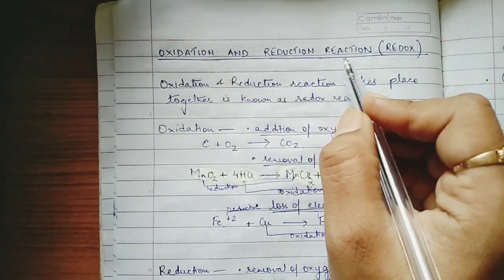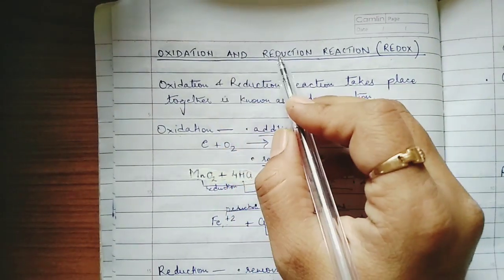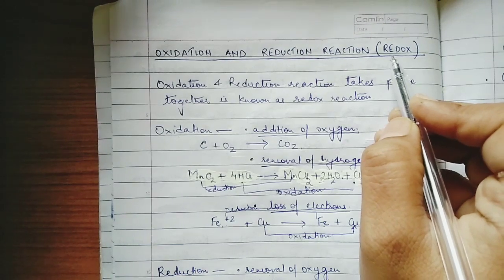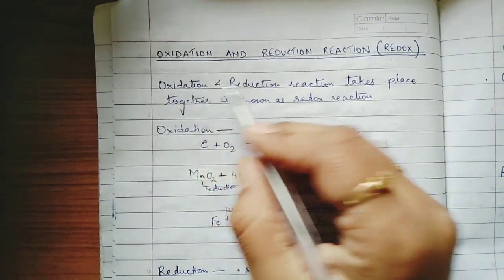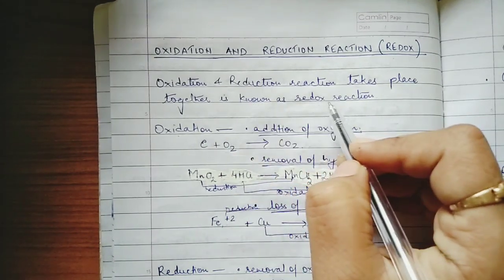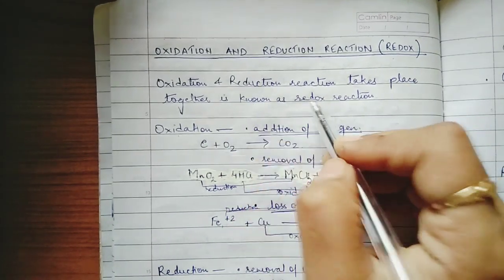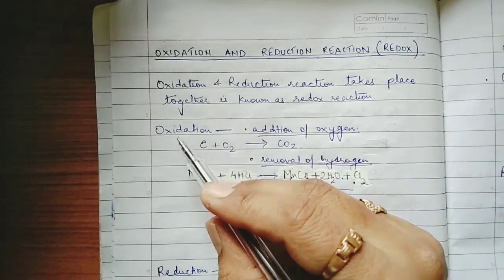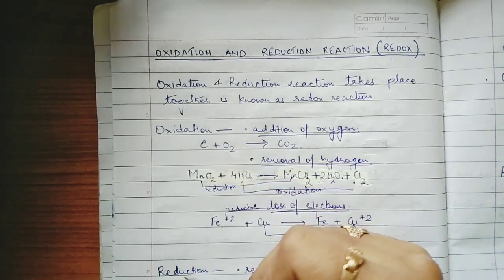Oxidation and reduction reactions are also known as redox reactions. When oxidation and reduction reactions take place together in a reaction, that reaction is known as a redox reaction. Before we learn what a redox reaction is, let us see what is meant by oxidation and reduction.